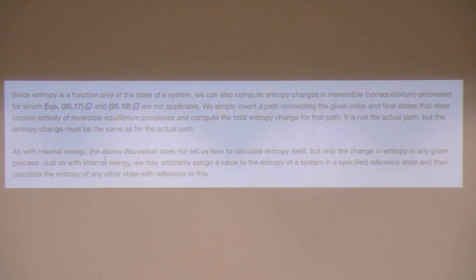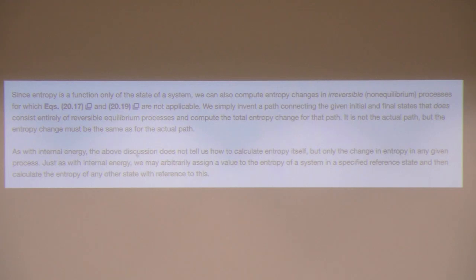Okay, and then we invent the path connecting the two states, and we compute the total entropy change for that path. It's not the actual path, but the entropy change must be the same as for the actual path in the end. So we only worry about final minus initial. We don't really worry about how it got there. Okay? That's the key thing there. That's how we get around this complication of dealing with irreversible processes.